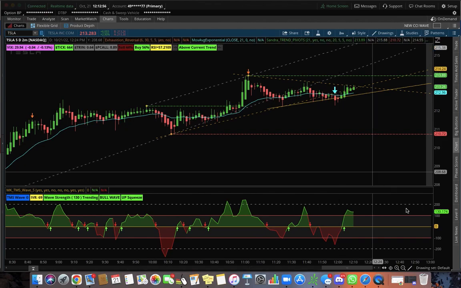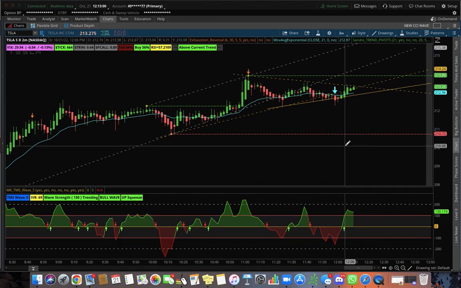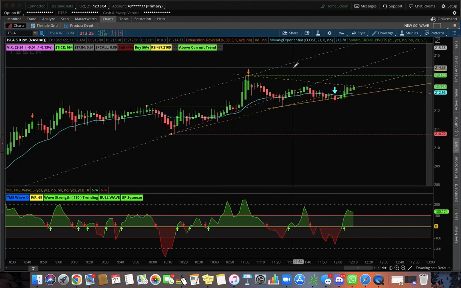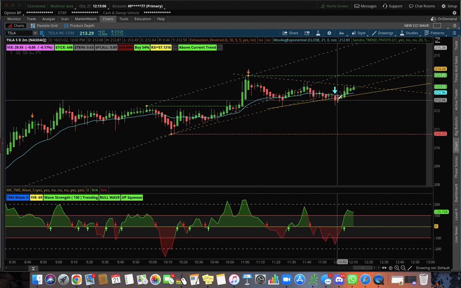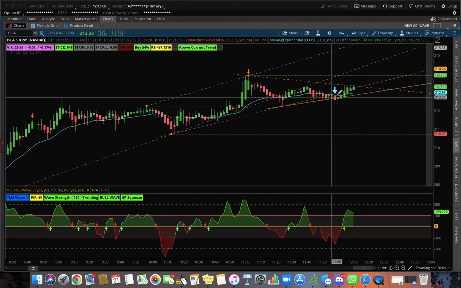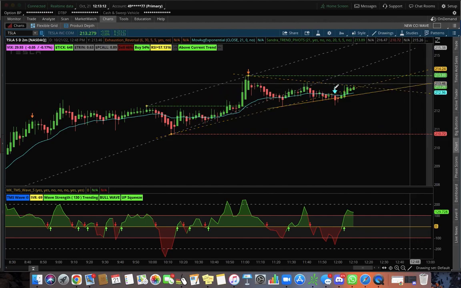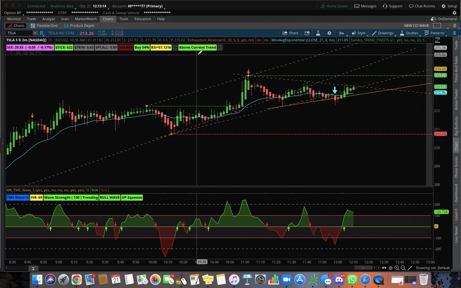Here's a 2-minute chart. I know a lot of people like that for some scalping. So on a 2-minute, you can kind of see where we were going, where we came from, and now where we are headed. And here's the current trend line for where we're headed, and you can see that the label says above the current trend. Now, these are just a couple of my favorite trend lines.